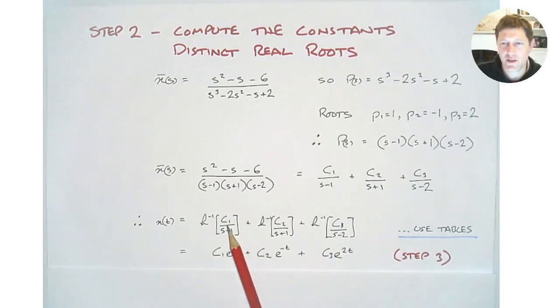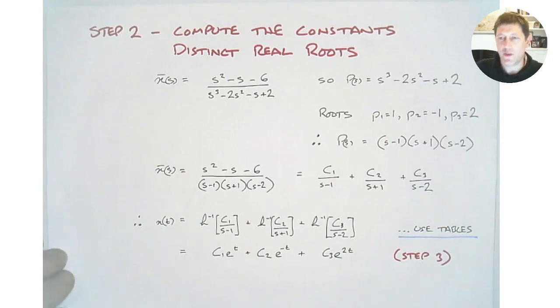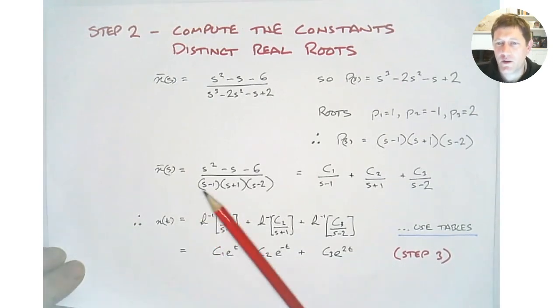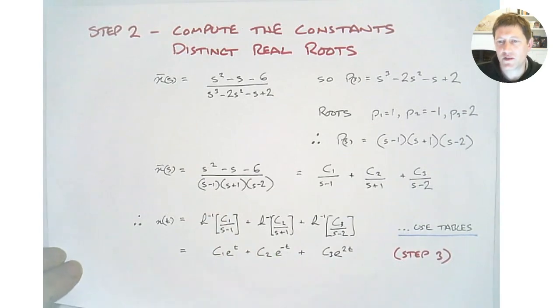So using the tables, a 1 over s minus a type expression goes to e to the at, and so here we have c1 e to the t plus, again the same sort of expression, c2 e to the minus t plus c3 e to the 2t. So we're jumping ahead to step 3 when we do that. We don't know the solution yet because we don't know c1, c2 and c3, but we can see what the general form of the solution is going to look like. What we need to find is the particular solution, which is defined by c1, c2 and c3.